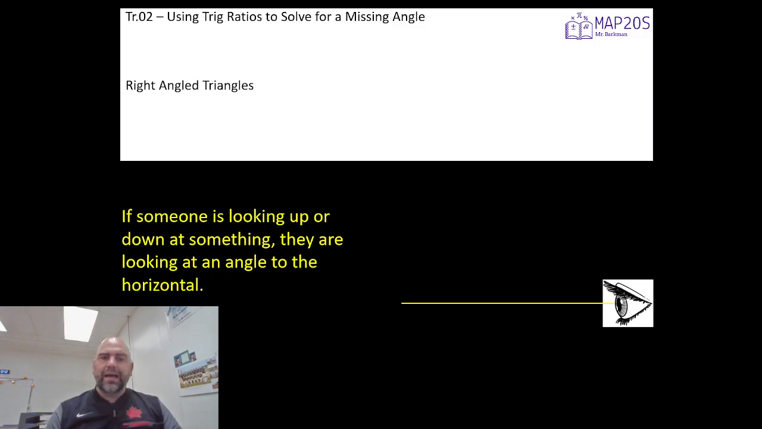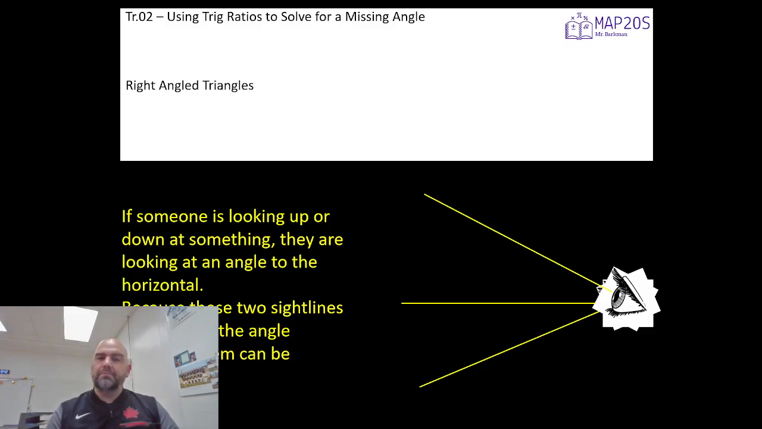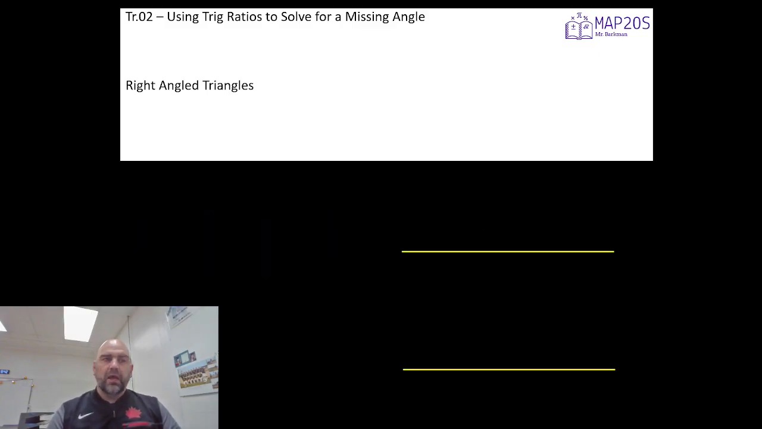Now, if someone is looking up or down at something, they are looking at an angle to the horizontal. You'll notice that horizontal line is, again, still straight there. If someone looks up at something, they are looking up at some angle. There's an angle that they've changed their gaze to look up. If I look down, I'm doing the same thing. I'm looking down at some angle. Because these two sightlines are straight, the angle between them can be measured, and we can measure that angle that we have.